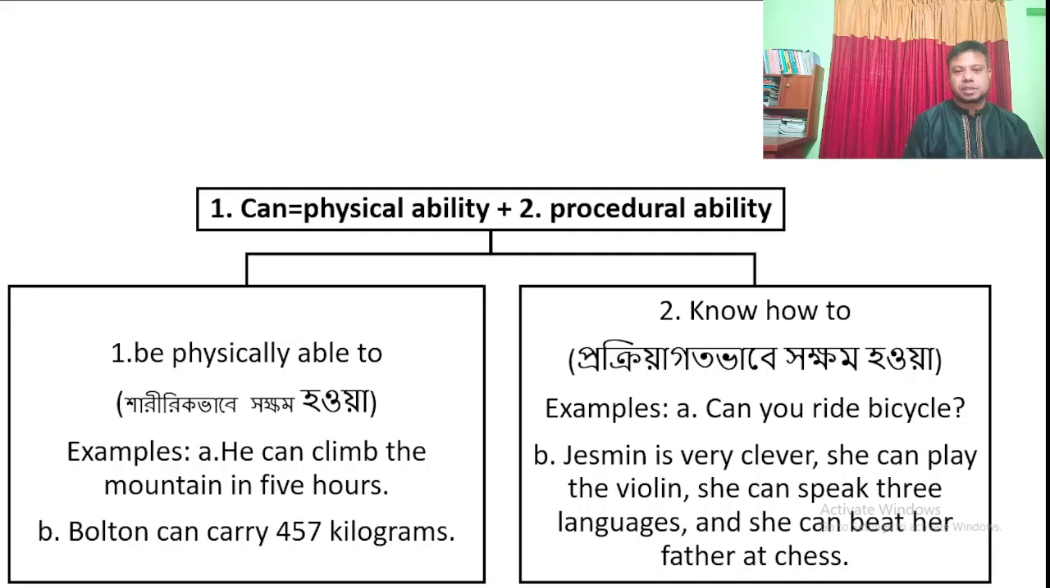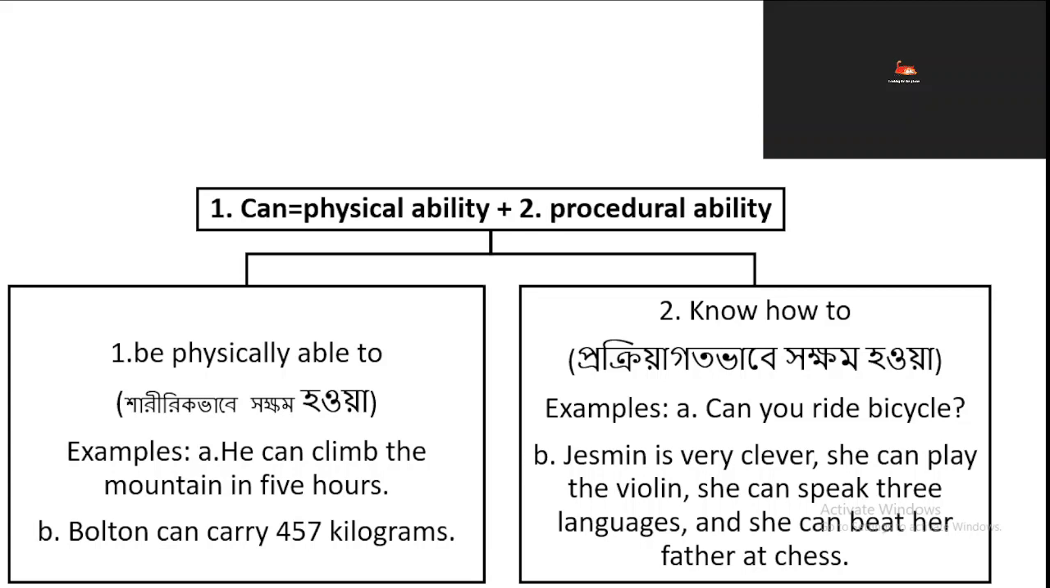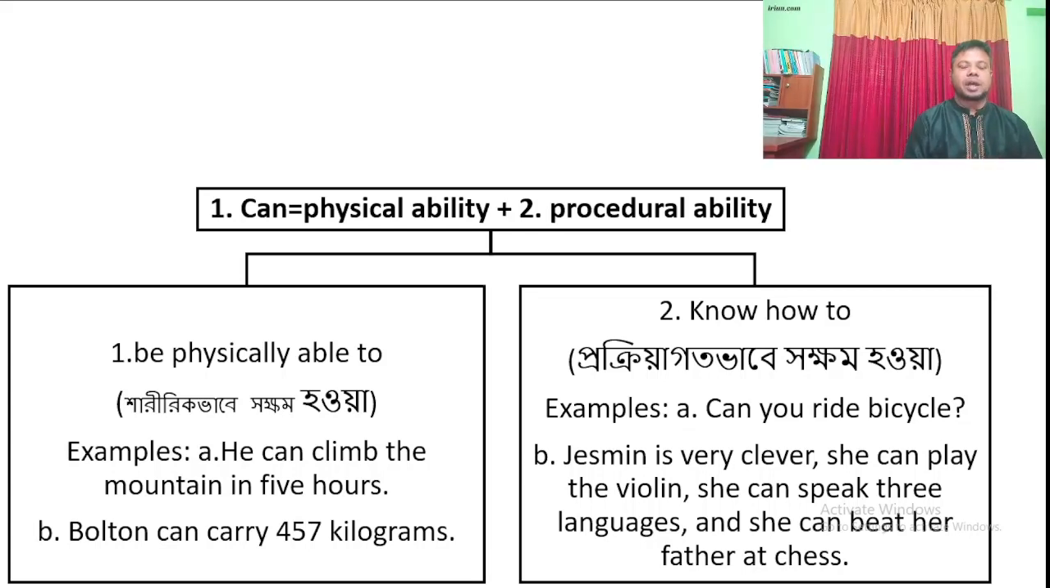In contrast, if he were not able, if he were not physically strong enough, it wouldn't be possible for him to climb the mountain in 5 hours. He might take 6 hours, 10 hours, 12 hours, for example. All this information means that can refers to physical ability.